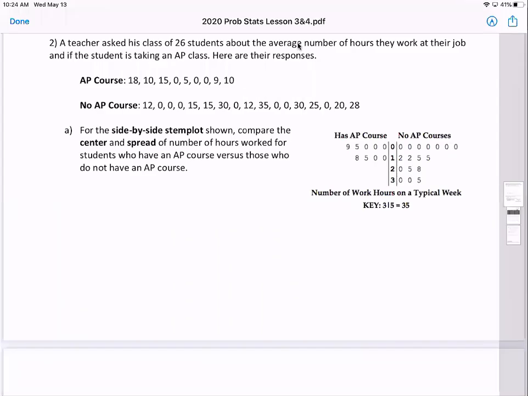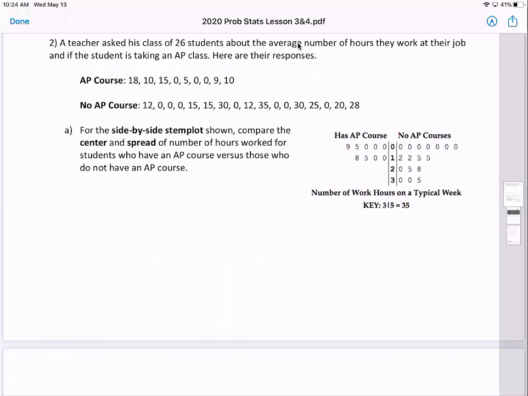Mr. Eicher here, talking about some statistics in this lesson. We'll look at a stem plot, and we'll also look at some measures of center, like the mean and median, and we'll look at measures of spread, like the standard deviation.